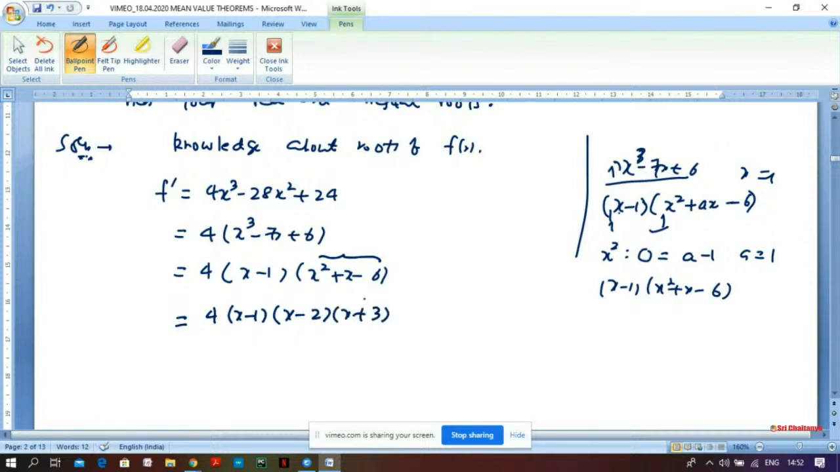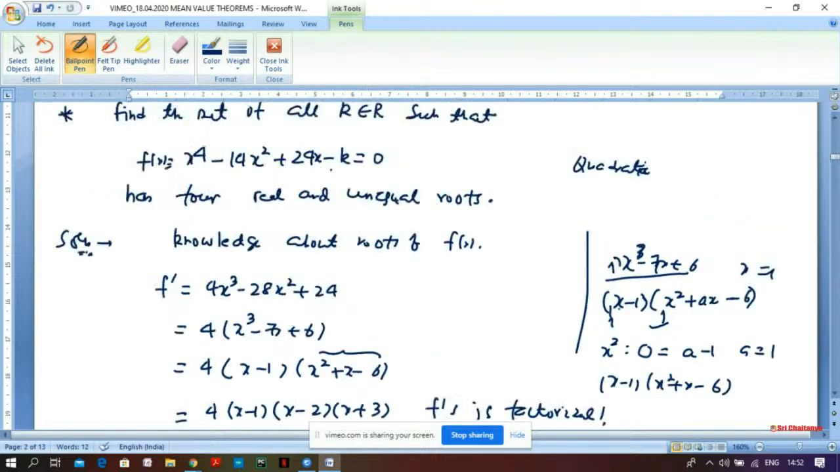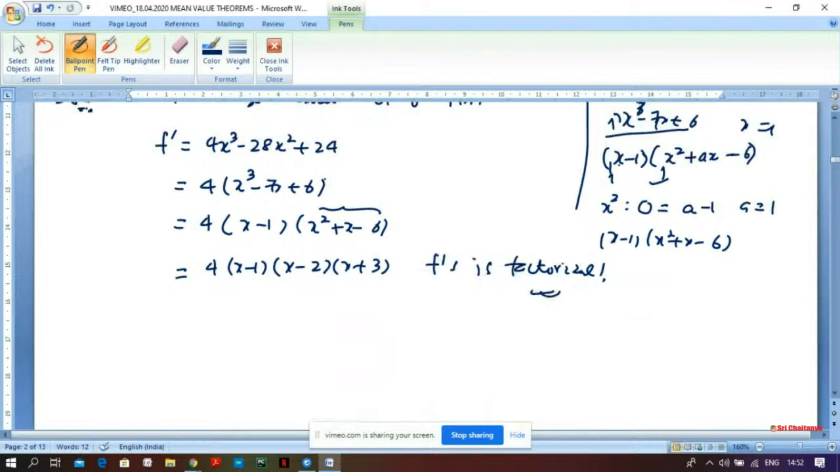It means that f prime is factorized. That's really an advantage. F prime is factorized. I'm happy. See, f was not. F was just something, x to the power 4 minus 14x square. But f prime is really nice in the sense that f prime gets completely factorized. So roots of f prime are known.